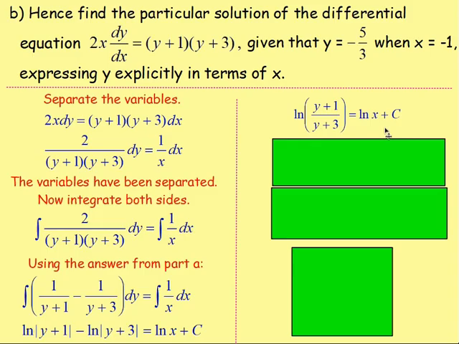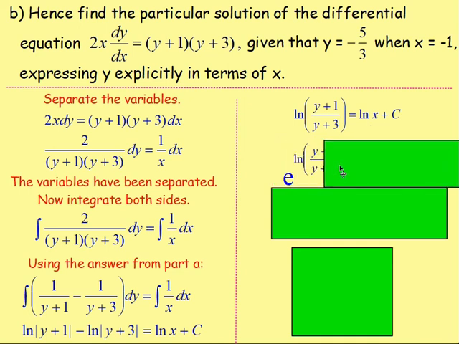Where do we go from there? Well, we need to really get rid of ln, and to do that, you need to think about your exponentials. So let's take the exponential of both sides. So we'd have e to the power of ln of (y + 1) over (y + 3) equals e to the power of ln x plus c.